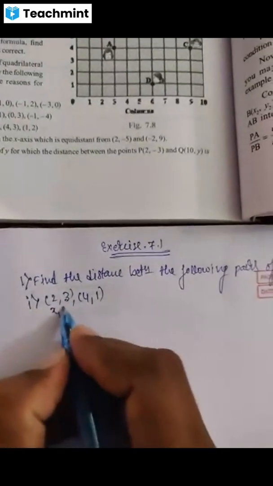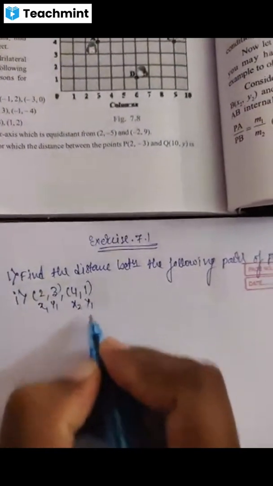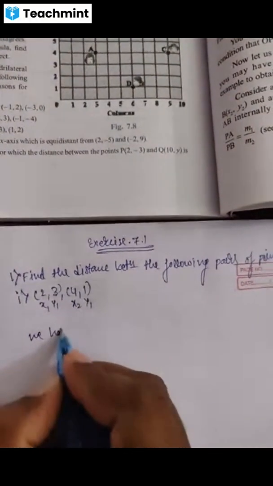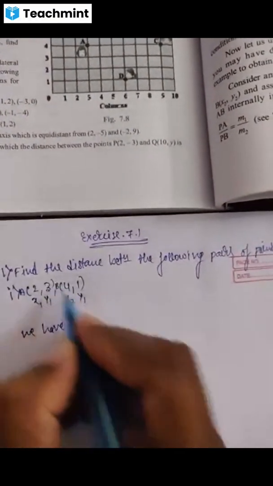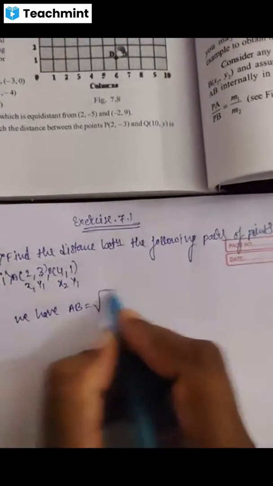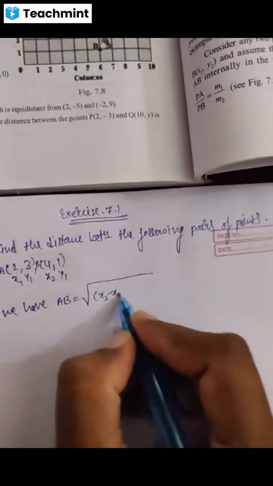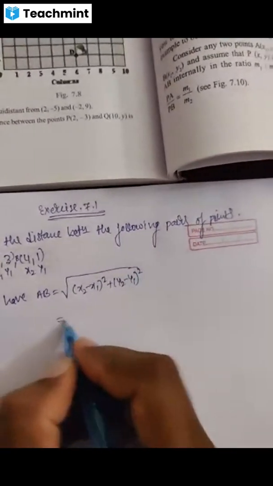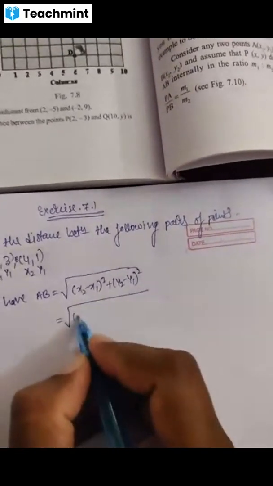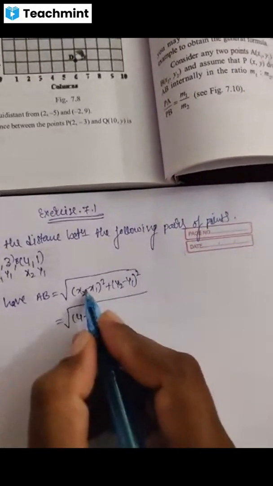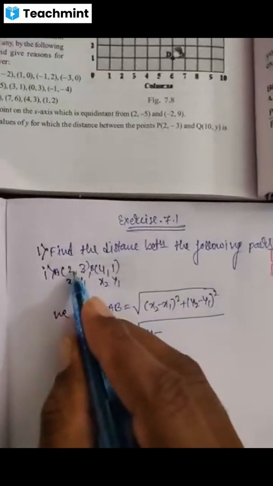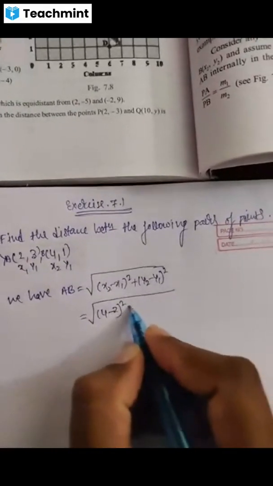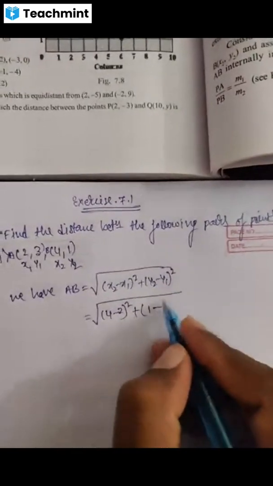So to find the distance, we have to take one as x1, y1 and another one as x2, y2. You may take this as A and this as B. So AB equals the square root of (x2 minus x1) whole square plus (y2 minus y1) whole square. What is x2? 4. What is x1? 2. And y2 is 1, minus y1.